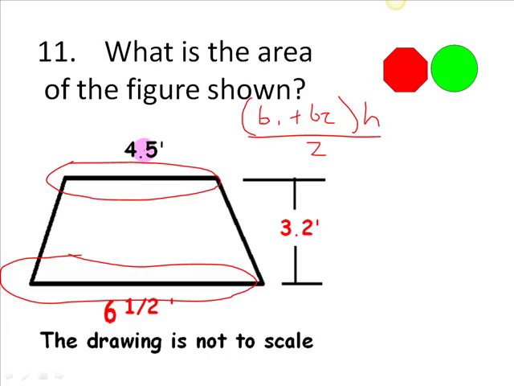And so 4.5 plus 6.5 is 11. Now I have 11 times 3.2, and all of that divided by 2. 11 times 3.2 is 35.2.